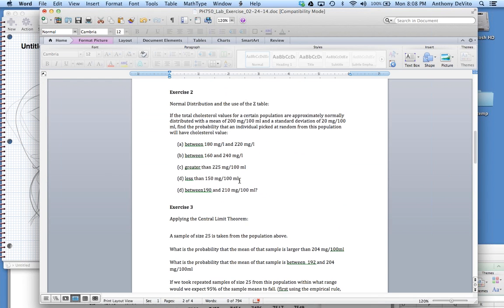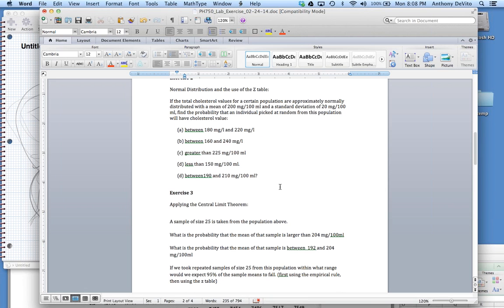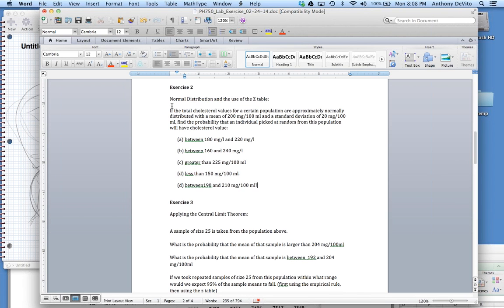Okay, let's take this exercise. Normal distribution uses Z table. This is really just what we've done before. I'm going to skip that for a moment. Let's see how we're doing on time. We're okay on time, I think. I'm going to do this again because it's part of what we've been learning about the normal distribution.